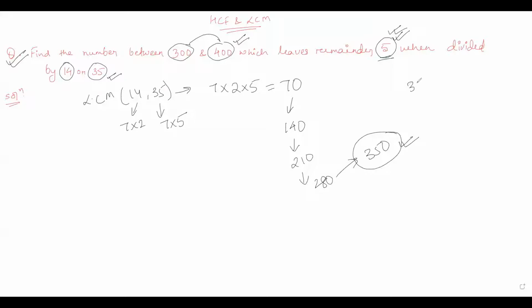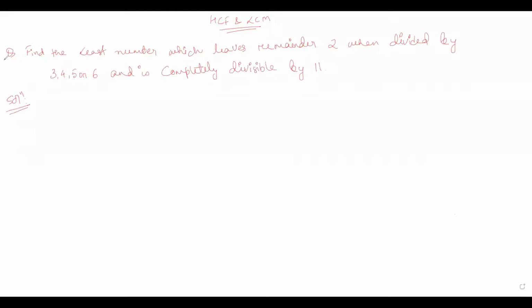So let us simply try to add 5 to it. So the number would be 355. So that means 355 is that number which, when divided by 14 or 35, leaves a remainder of 5. So in such kind of questions, simply we need to take the LCM and add the remainder to get the final answer. Okay, so now let us try to see the next question.